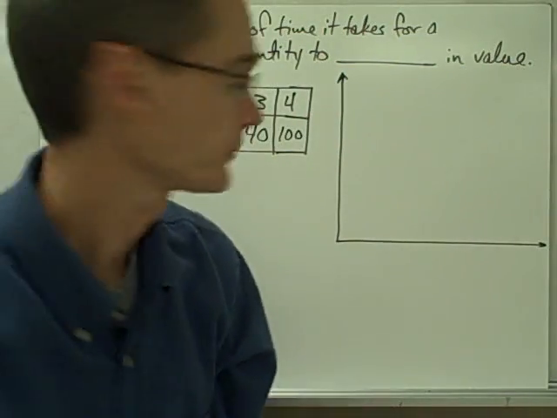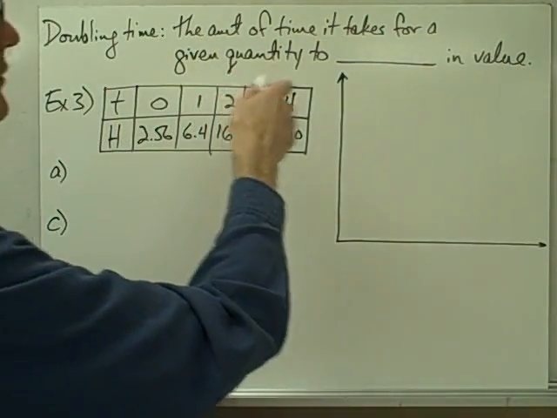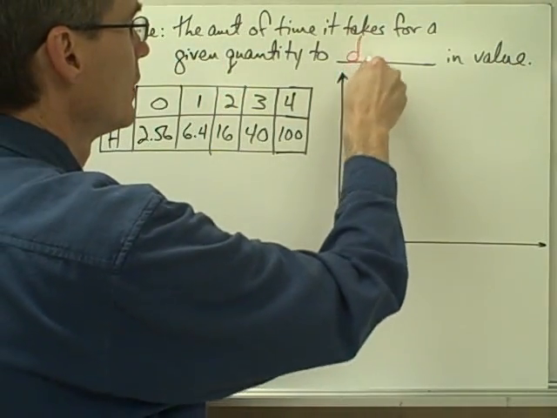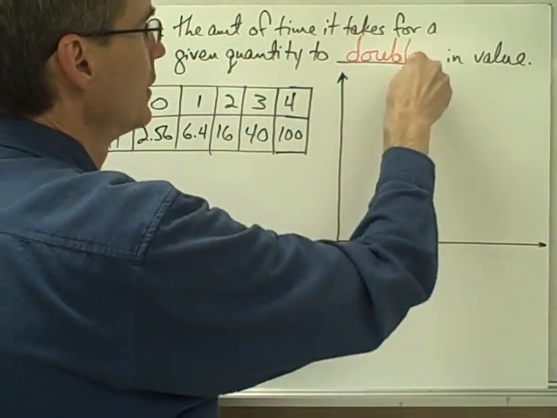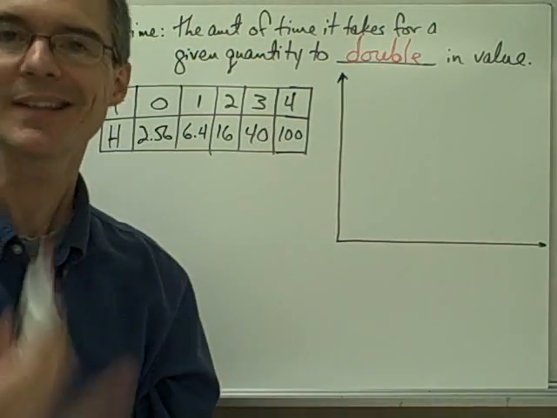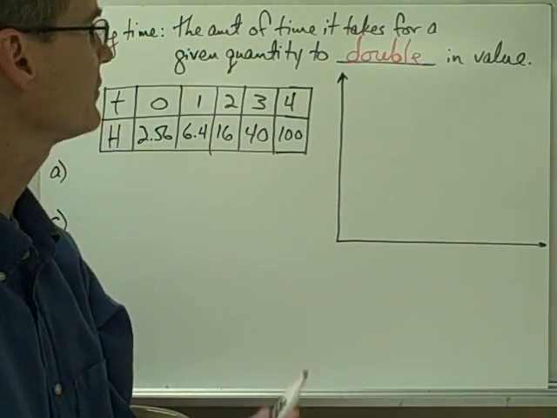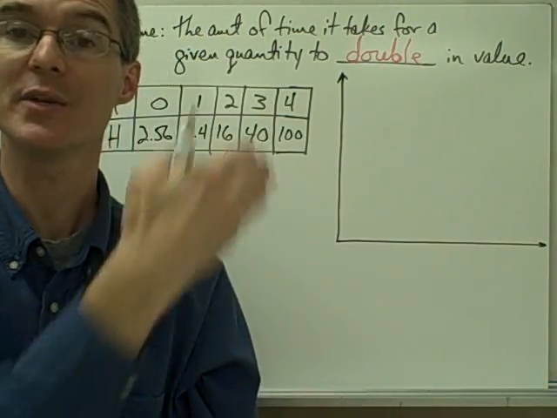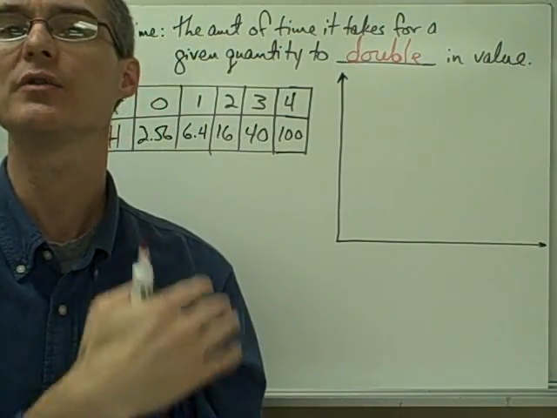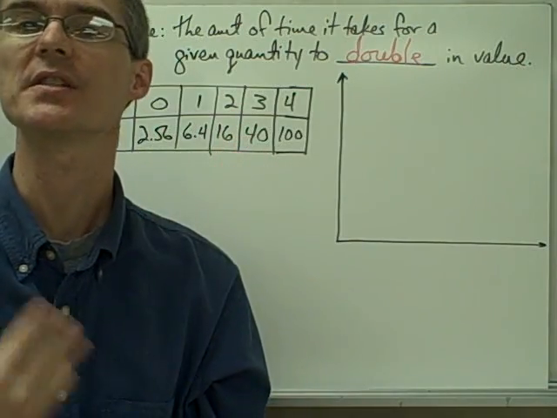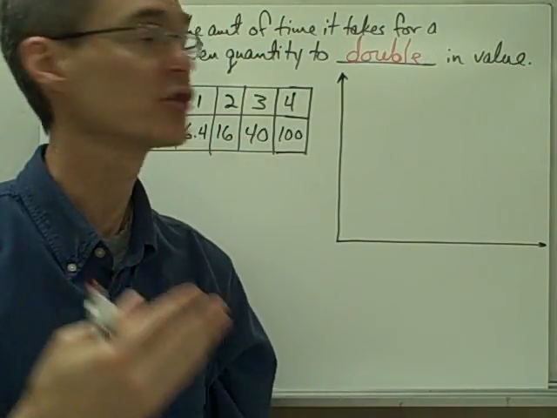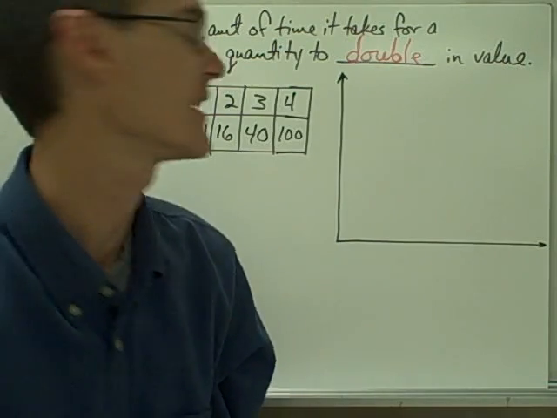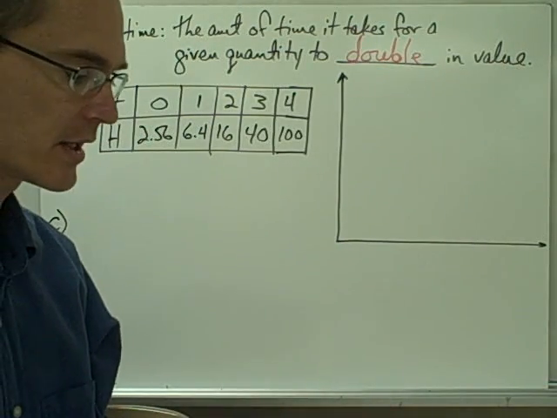Doubling time is the amount of time it takes for a given quantity to double in value. So you can see doubling time is kind of like the opposite of half-life. For doubling time, however, you have to have a quantity whose value is not decreasing. You have to have a quantity whose value is increasing. In other words, it's experiencing exponential growth instead of exponential decay. So we have one of those in example number 3.